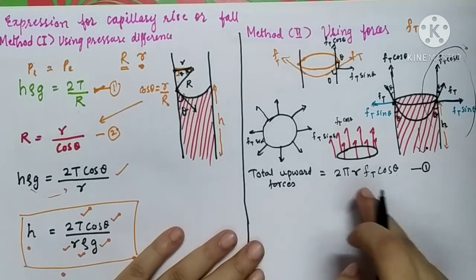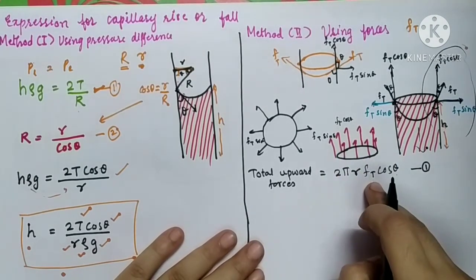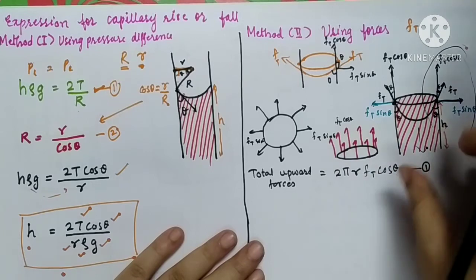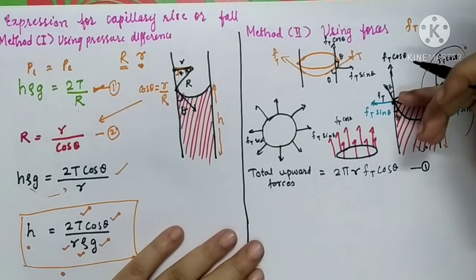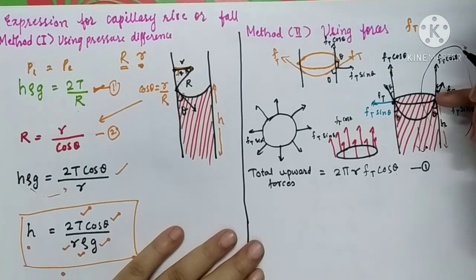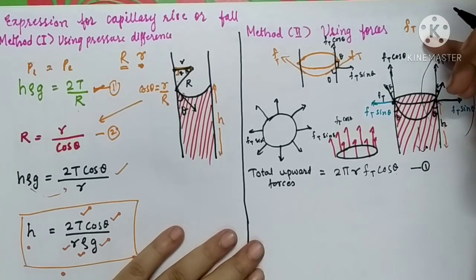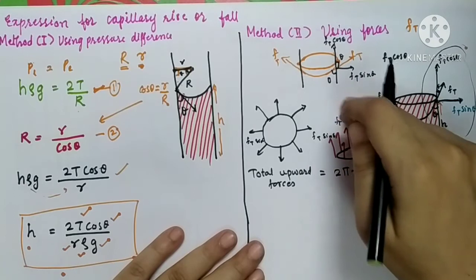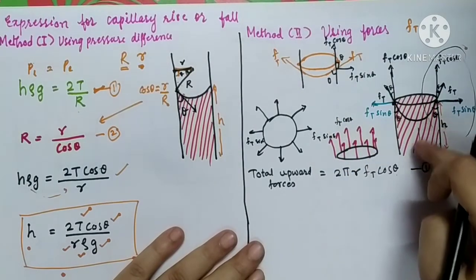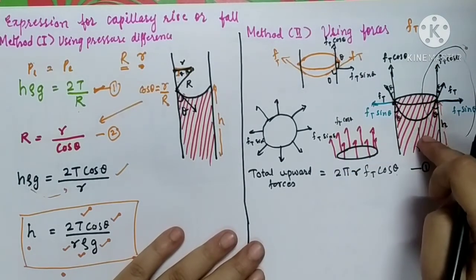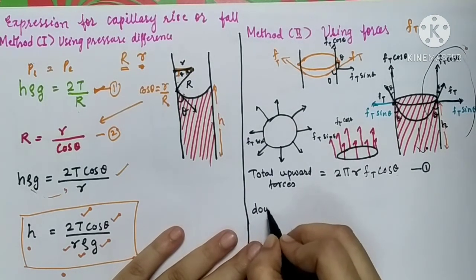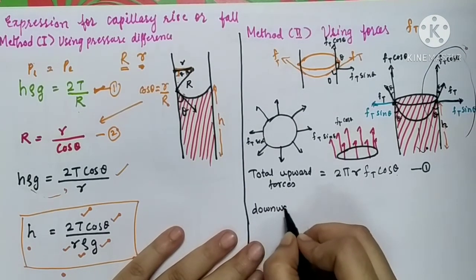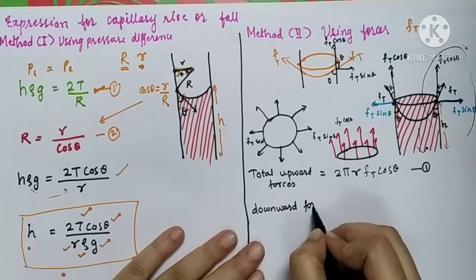Now let's calculate this. All these upward forces are going to be balanced because the liquid level will rise only up to a certain height. Beyond this height, the liquid level is not going to rise. It means these upward forces are now being balanced by the weight of the liquid column inside the capillary tube. So let us calculate the downward force acting on the liquid meniscus.